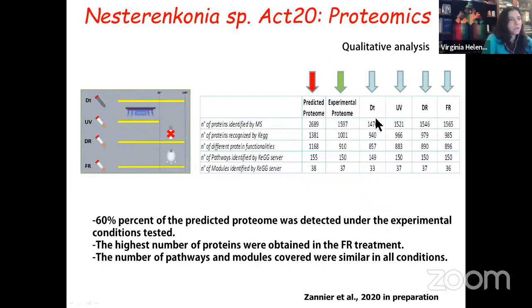If you see in this detail, these are the proteins that are in each condition: dark, like the control, UV, dark repair, or photo repair. The treatment with the most proteins is the photo repair. It means that after UV and after light repairing, the cell has somehow mobilized or used more proteins than in the other conditions. This maybe looks small, only 60%, but when we go to identify the pathways and modules from the predicted proteome and the experimental proteome, we see that we have obtained almost all the modules and pathways that are originally in the predicted proteome. So I think this is a very good coverage of what is really happening in the cell.